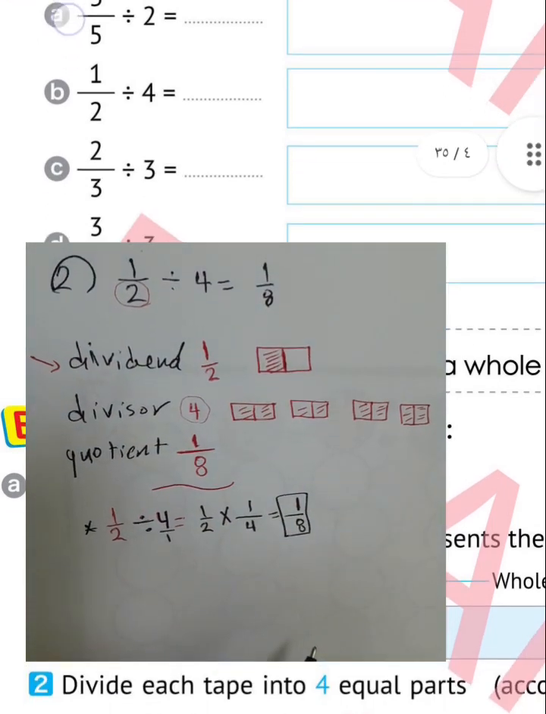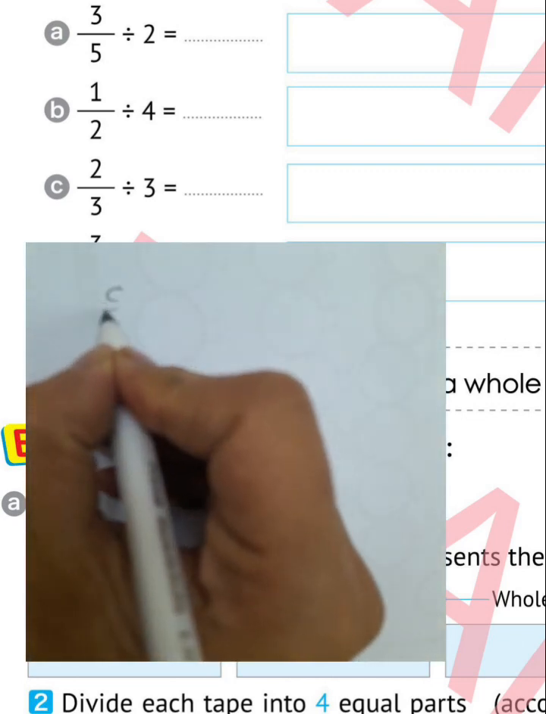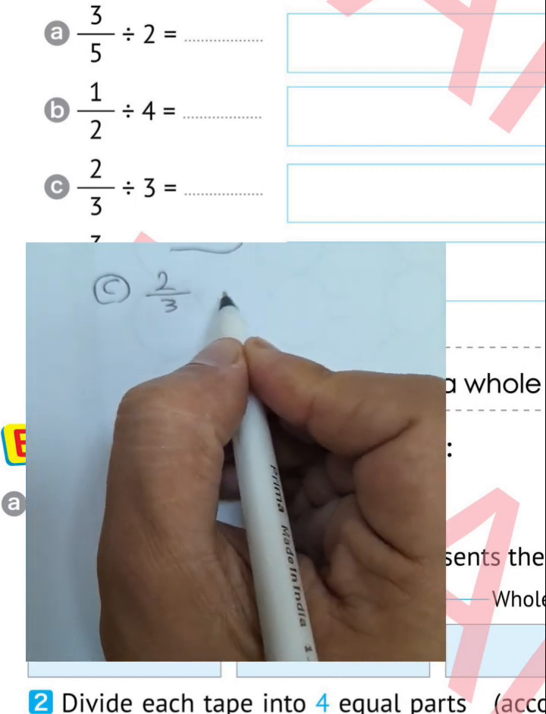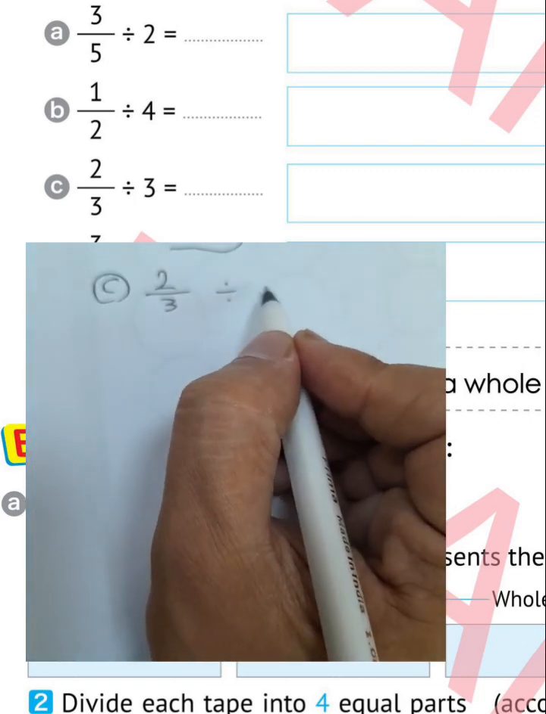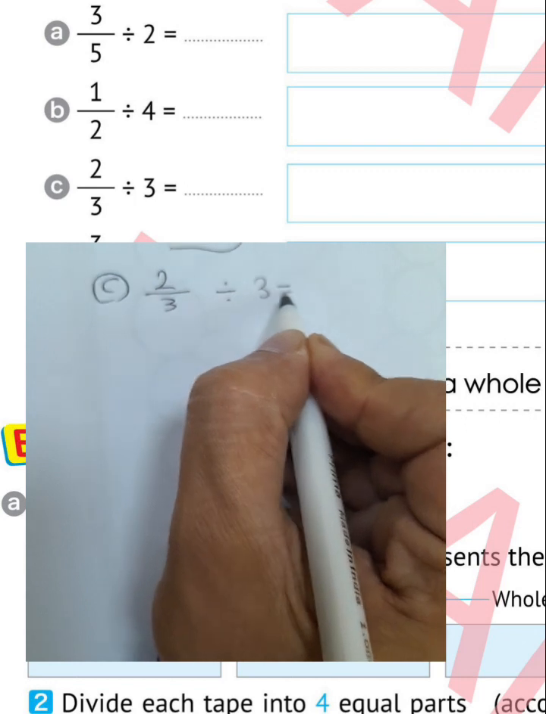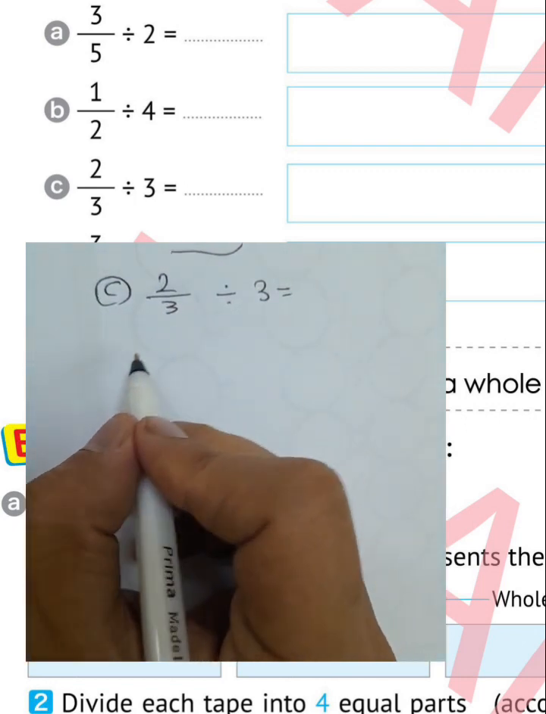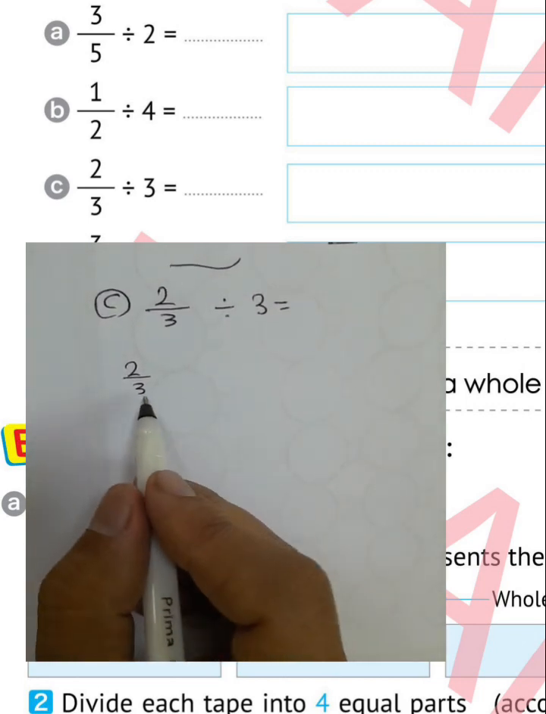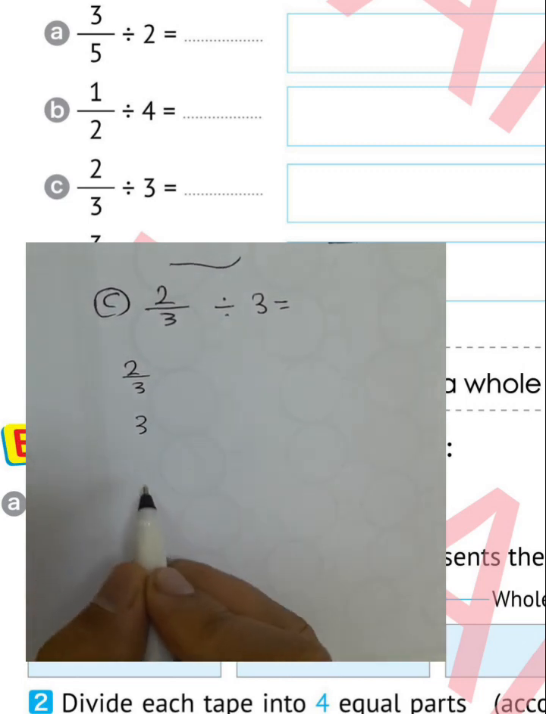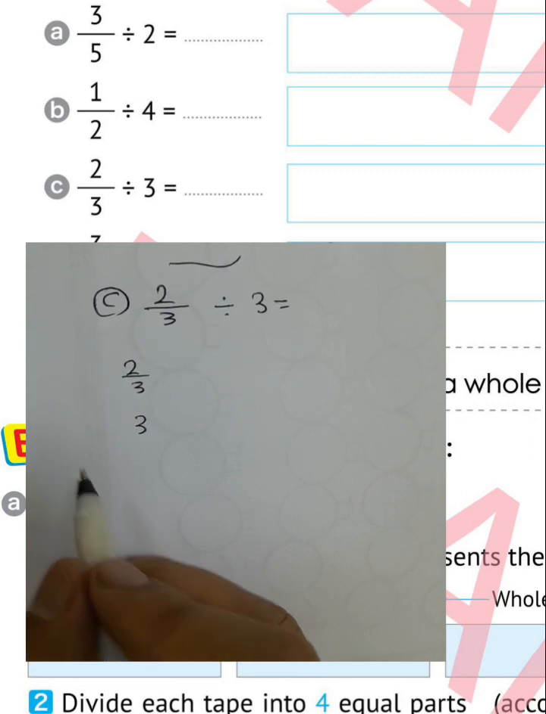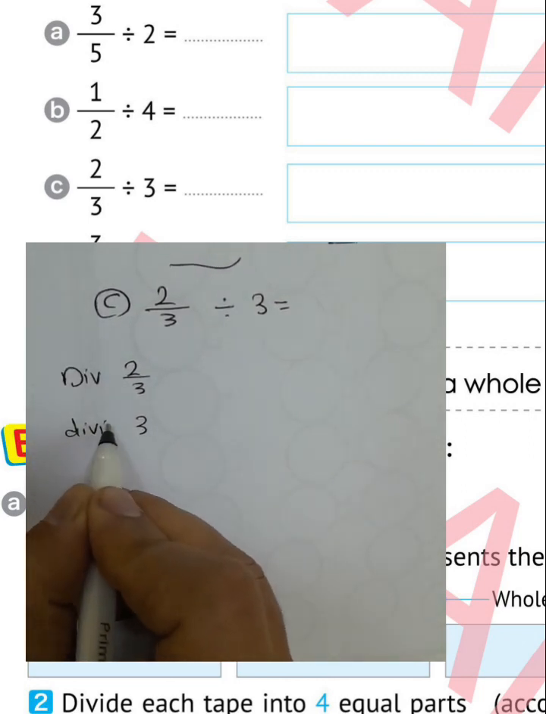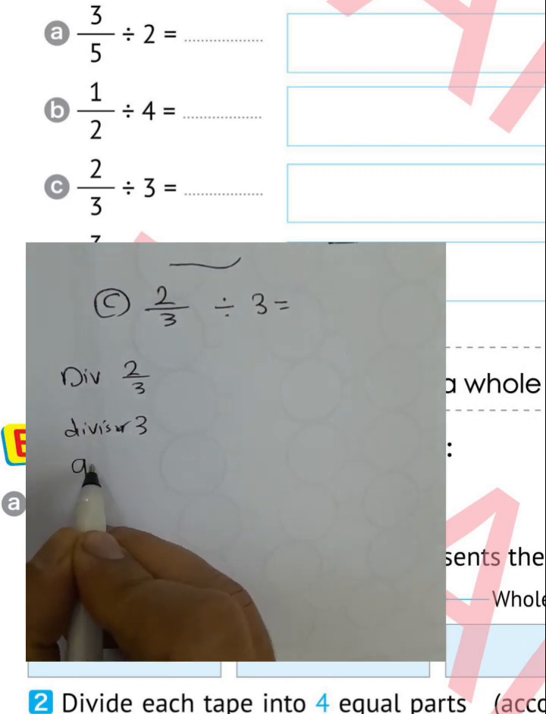Question letter C. We have 2 over 3 divided by 3. We have here 2 over 3 as the dividend, 3 is the divisor, and you can write the quotient. Okay, the dividend and divisor and the quotient.